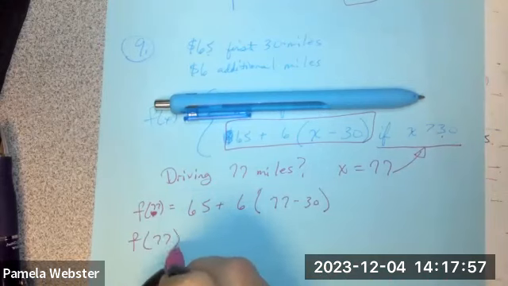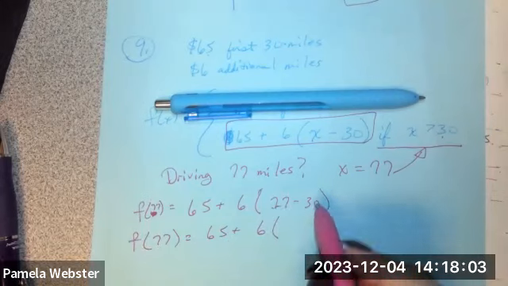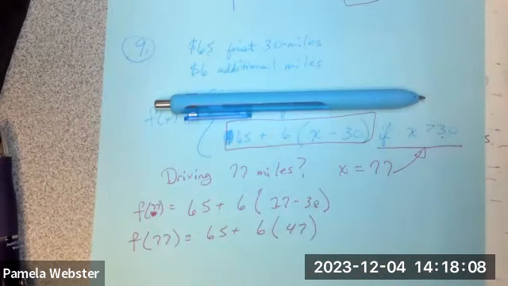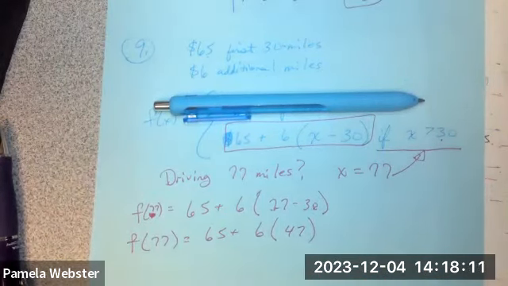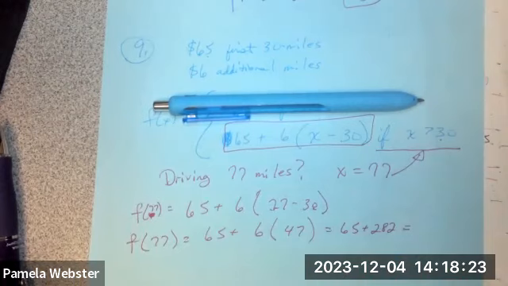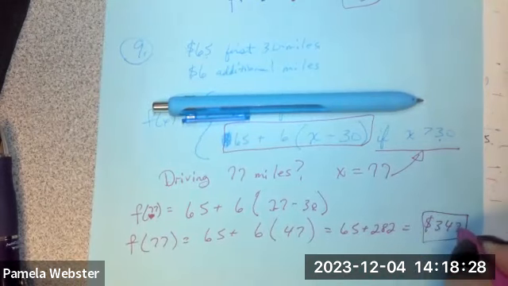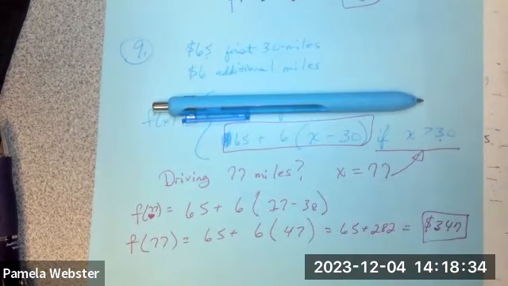So the function of 77 is equal to 65 plus 6 times, this is 47, right? Okay, so 47 additional miles, and I need my calculator. 6 times 47 is 282, plus 65, and that is $347. So like I said, this is a really expensive rental. $6 a mile is crazy for the additional mileage. But that's what it said in the problem, so that's what we're going with.